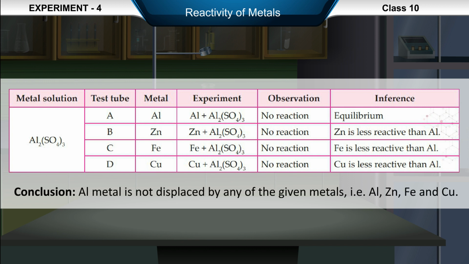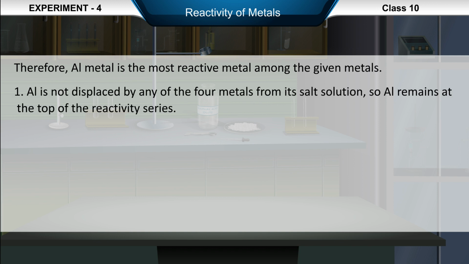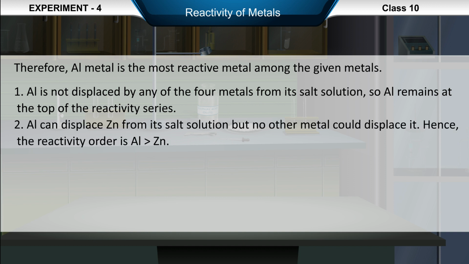Conclusion: aluminium metal is not displaced by any of the given metals, that is aluminium, zinc, iron and copper. Therefore, aluminium metal is the most reactive metal among the given metals. 1. Aluminium is not displaced by any of the four metals from its salt solution, so aluminium remains at the top of the reactivity series.